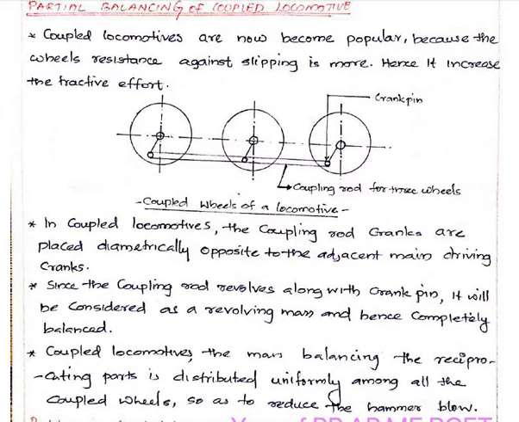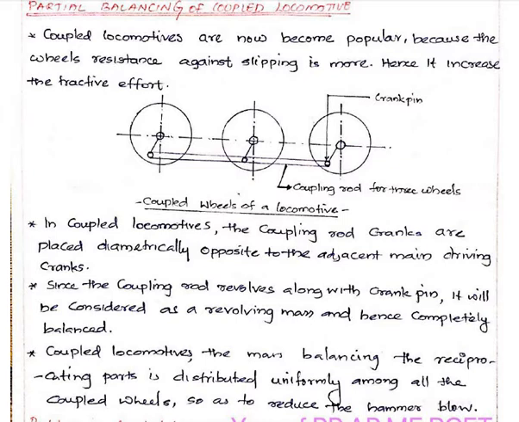You can observe that in our actual train system or in our railway, the wheels are coupled through a rod. That is called a coupling rod. The benefit is that it has a good resistance against slipping of the wheel from the rail.